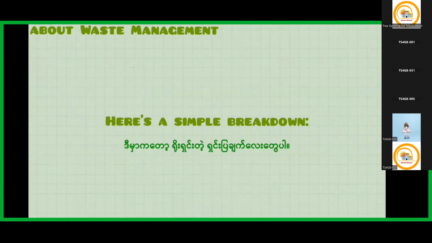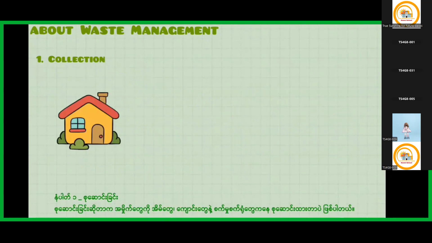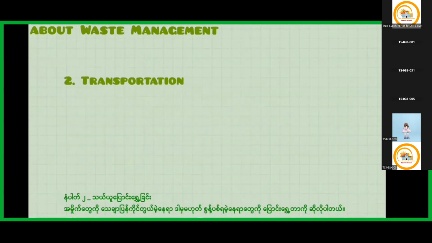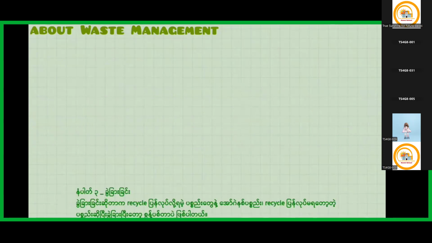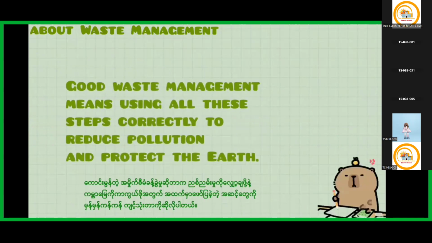Here's a simple breakdown. 1. Collection: gathering waste from homes, schools, or industries. 2. Transportation: moving the waste to a treatment or disposal site. 3. Segregation: sorting waste into recyclable, organic, and non-recyclable materials. Good waste management means using all these steps correctly to reduce pollution and protect the earth.